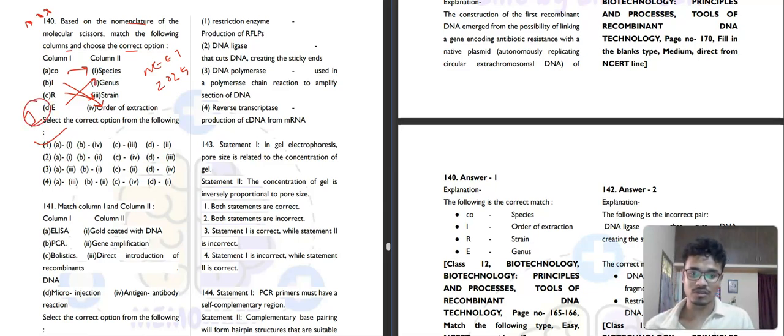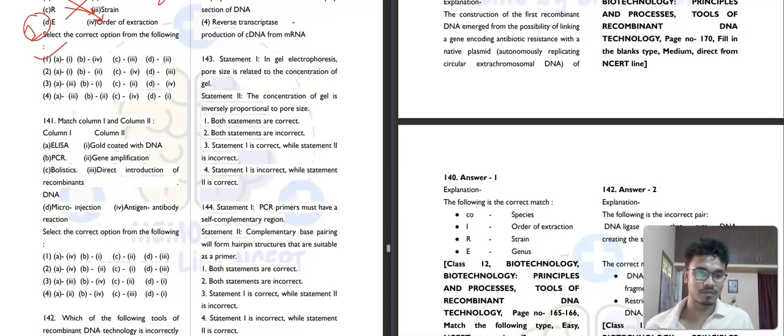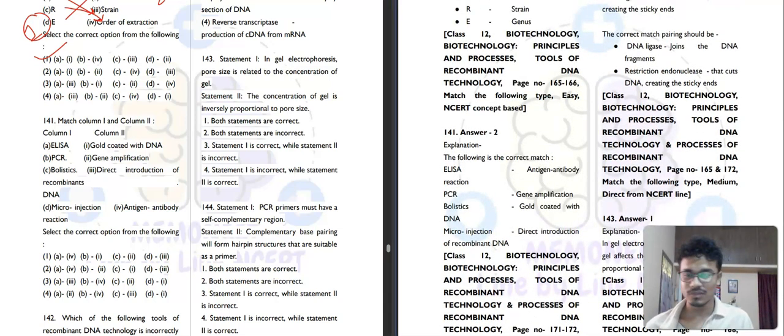Then moving towards the next question, question number 141. Match the column first with column second. ELISA, you know that, antigen antibody reaction. ELISA, nothing else. Enzyme linked immunosorbent assay. PCR, polymerase chain reaction, that is used for gene amplification. Ballistics is gold coated with DNA. And microinjection, what does it do? Direct introduction of recombinants. So our correct answer will be option number second.